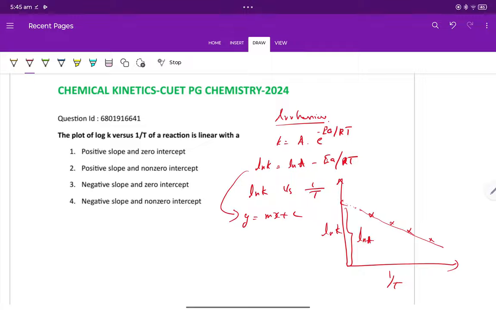Actually, how are you getting log A? When T tends to infinity, 1 by T will tend to 0. Once 1 by T is tending to 0, the log k will be equal to log A. So this is the position at which T is tending to infinity. Now, what will be the slope? Your slope will be equal to minus Ea by R. So that is a negative slope.